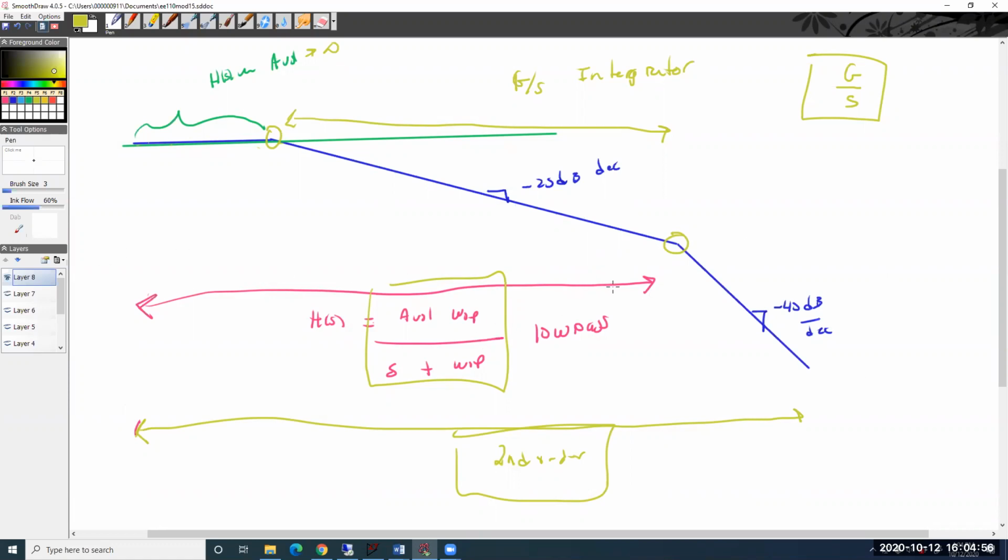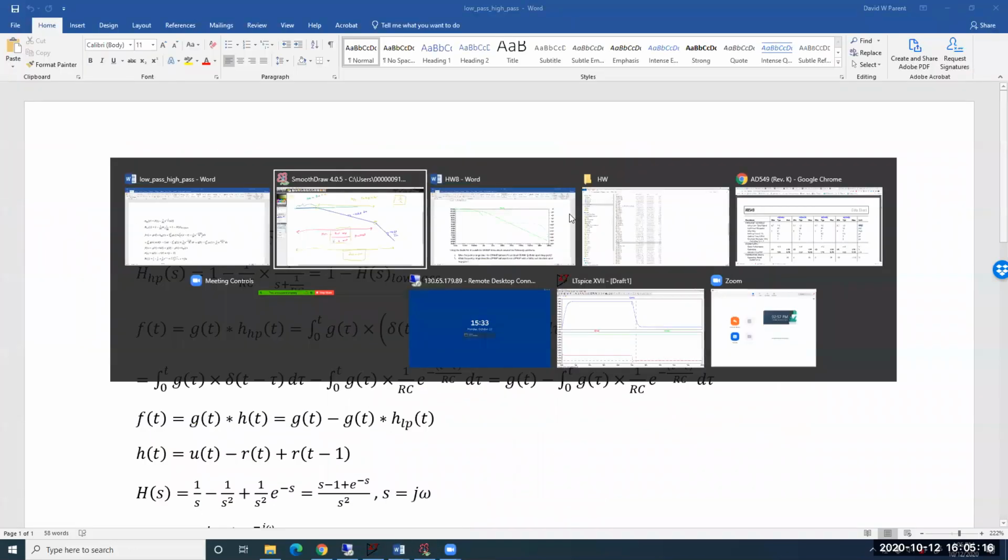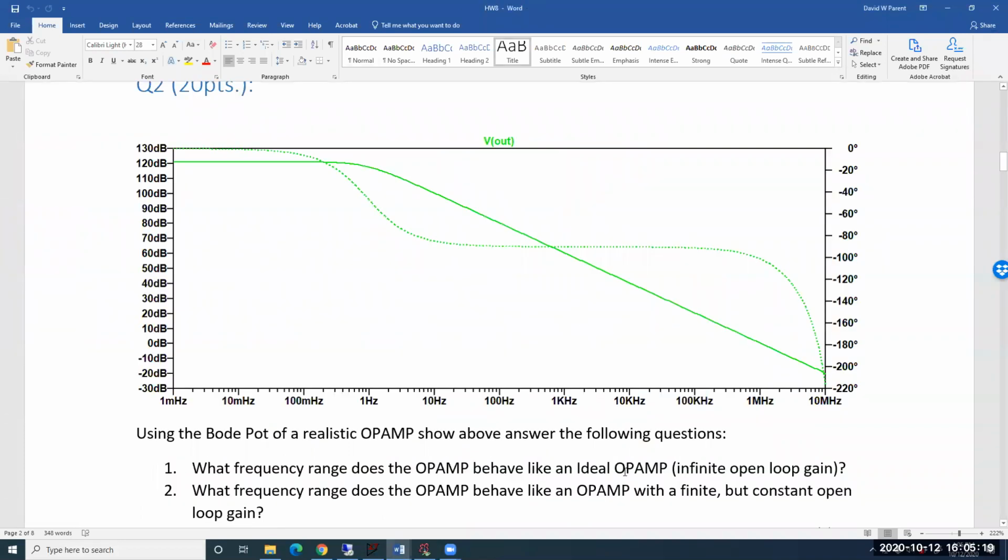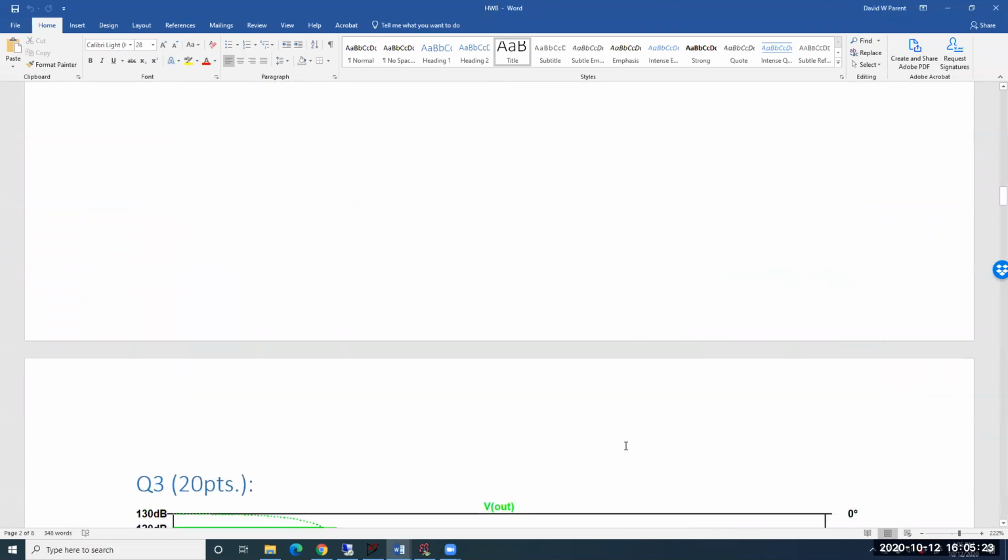All right. So the whole thing is a second order. Up to here is a first order. Up to here is just DC. And here it's just an integrator, but nowhere is it actually an ideal op amp, because I'd have to take 20 log of infinity and plot that flat out, and you can't do that. So where does it act like an ideal op amp? Nowhere. It's not.